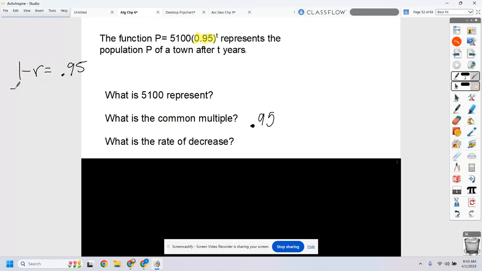I solve for r. Subtract 1. Negative r equals negative 0.05. Divide by negative 1. Rate equals 0.05 or 5%.